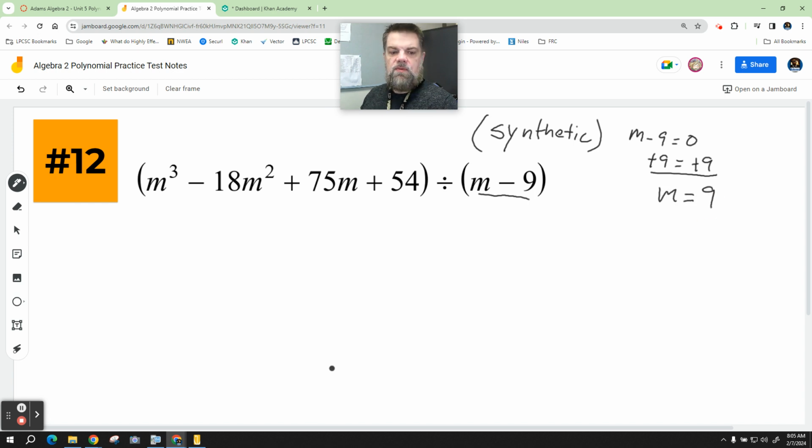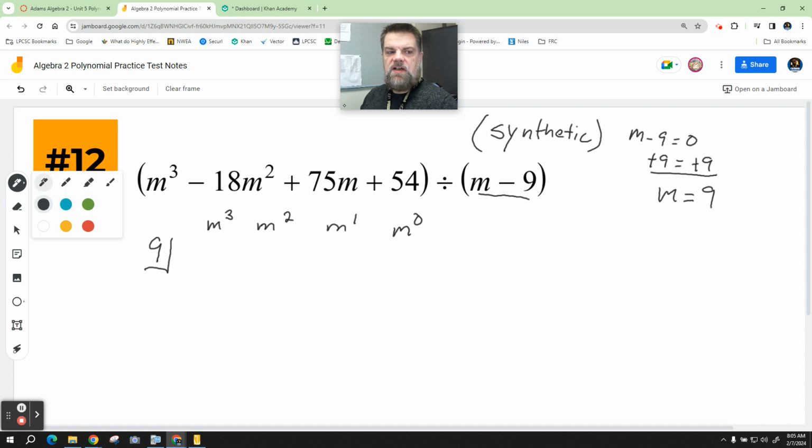So when I go to do my synthetic division, what happens is I'm going to put my 9 up here for my synthetic division. Remember that we need a column for each power of the variable. Oops, got one too many humps on that m. All right, and then we just put the actual coefficient.